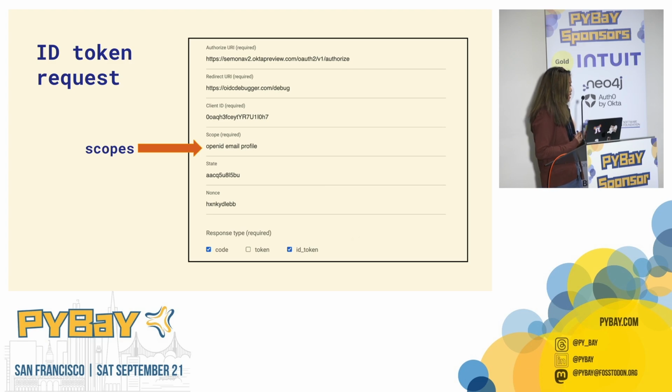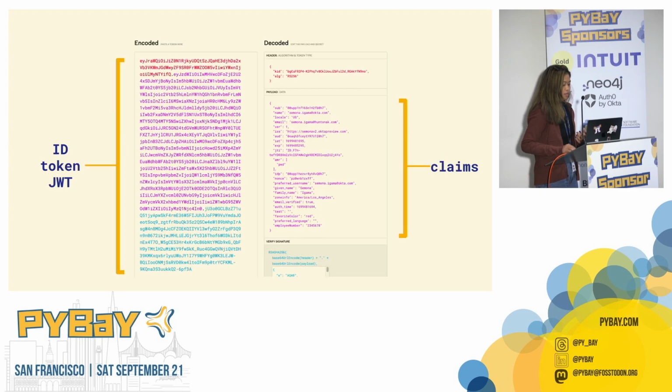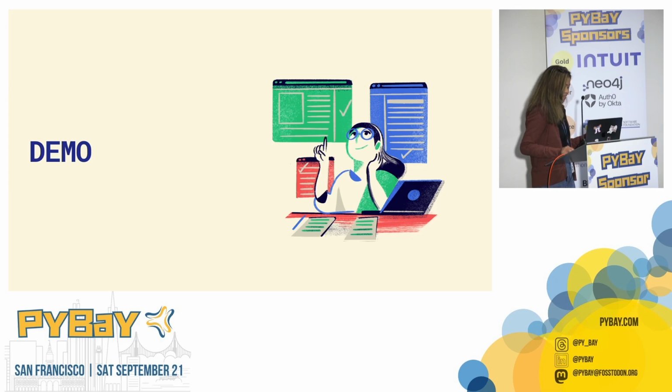So here is an example authorization request. You pass in the standard claims openid, email, profile, and you get information about a user, their name, their email, information that you could use in your downstream apps. And here it is decoded using our jwt.io tool, and I'll show you that later. So, demo time.